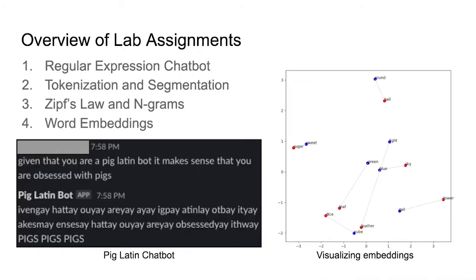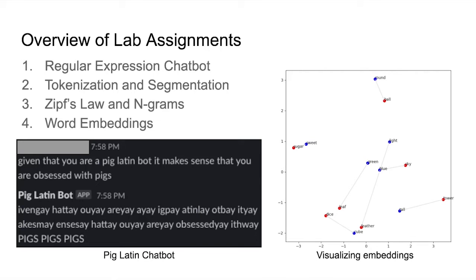The paper focuses on 4 labs that we did at the start of our courses. The first lab centered on a regular expression chatbot. In this lab, students took text input from the user and modified that input using regular expressions to produce a reply. The domain of the reply is open-ended. Students could build a chatbot similar to Eliza, or they could build a chatbot that repeats what they've said in Pig Latin, as shown here.